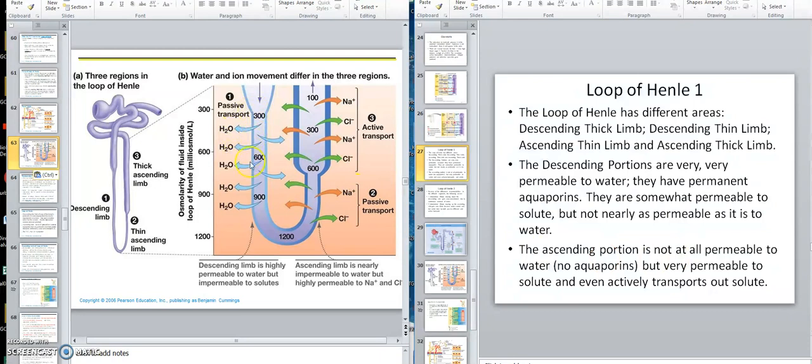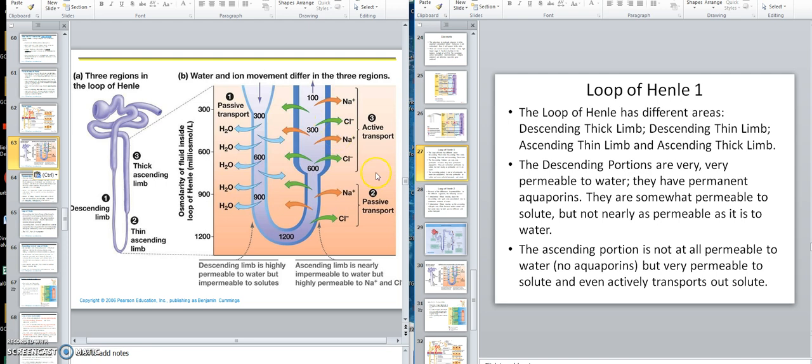And remember, what comes out of here goes into the capillary surrounding. Okay. The ascending portion is not at all permeable to water. No permeability to water at all. Water has to stay in there. No aquaporins, never. But very permeable to solute. And even in some cases, actively transports it. You have here, which you can see in the text, a 2-chloride sodium-potassium transporter, which I'm going to bring up in a moment.